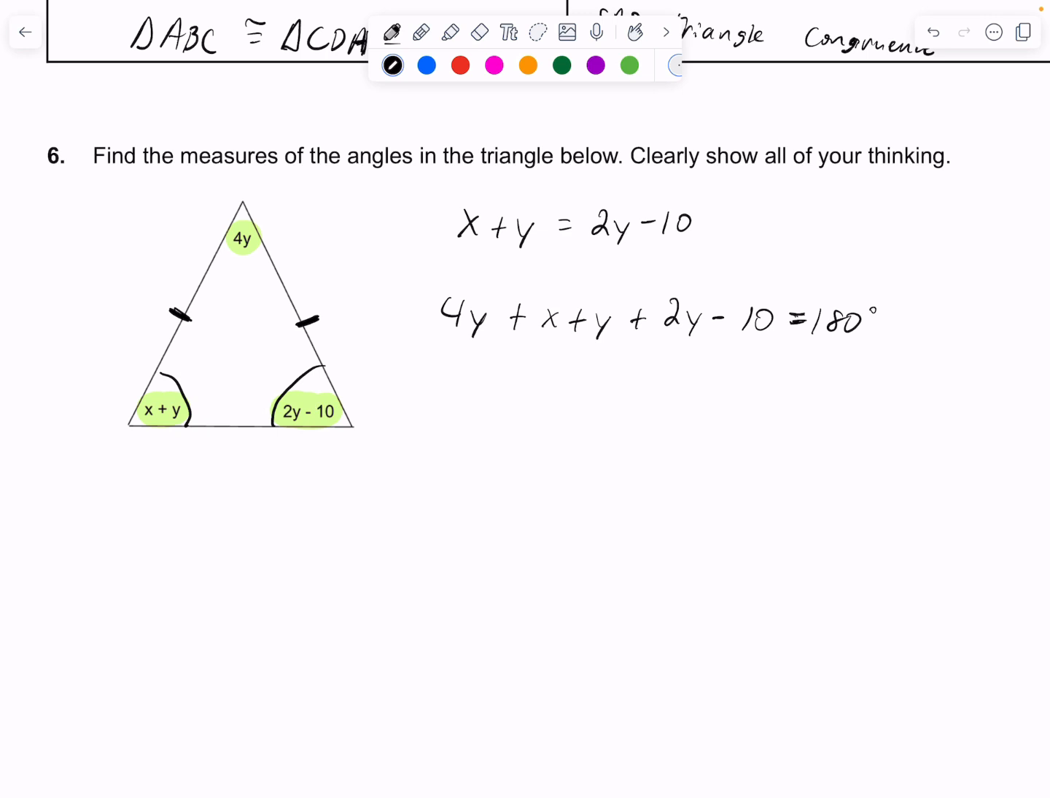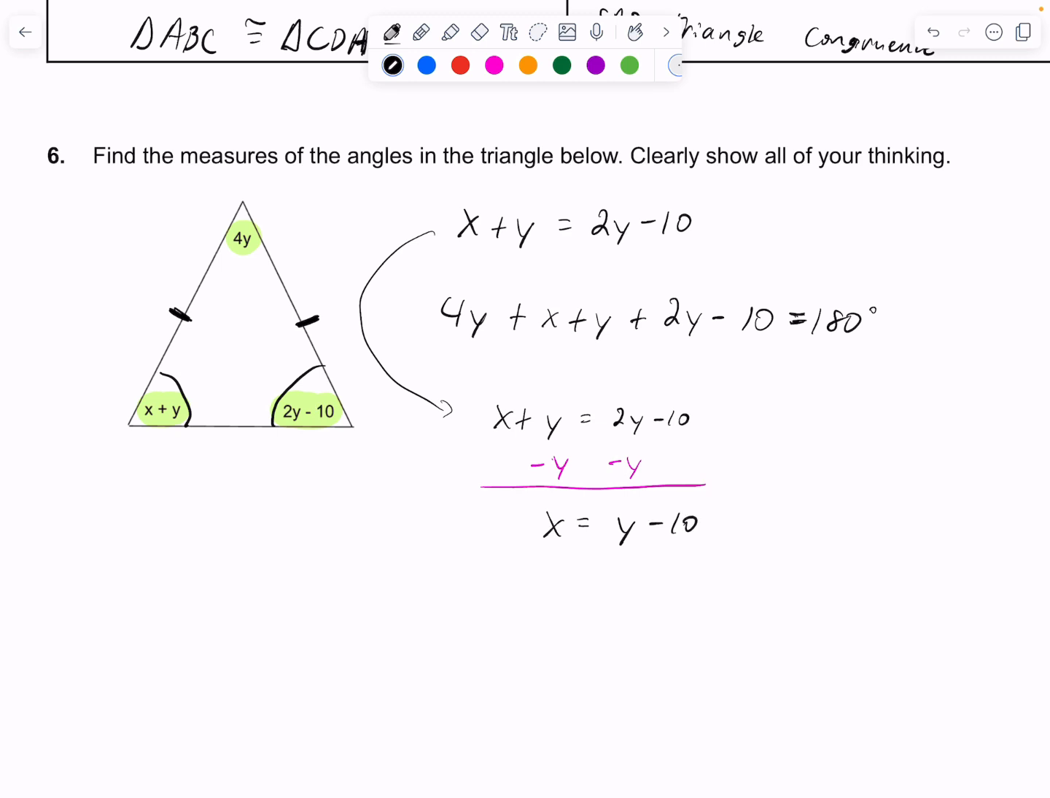Because we have two different equations that are kind of linked here, this is what is known as a system of equations, which you would have seen in Algebra 1. What I'm going to do is take this first one that I wrote, X plus Y equals 2Y minus 10, and isolate for X. So I'm going to move this Y to the other side. And when I do that, I get X by itself. 2Y minus Y is 1Y. Bring down the minus 10.